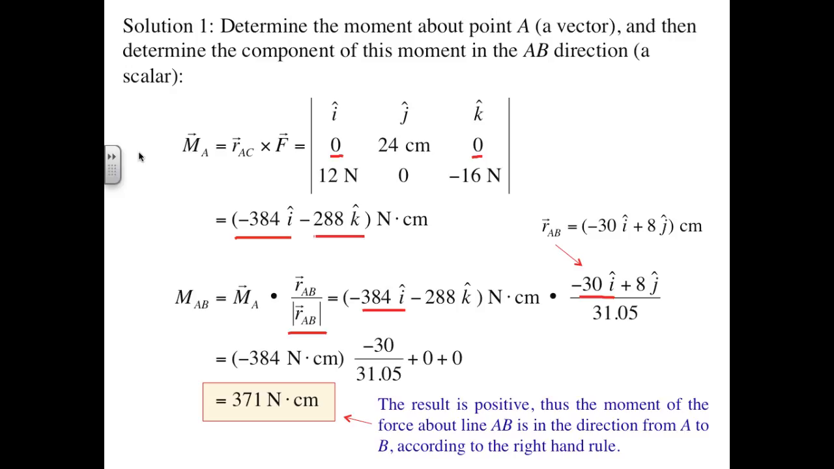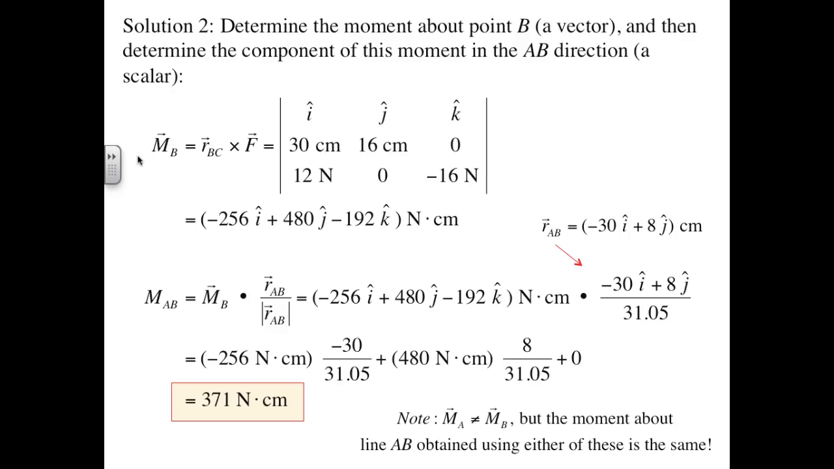Note that we could have defined the unit vector from B to A instead of from A to B, in which case our result would have had the opposite sign, but this produces the same result, a moment of magnitude 371 Newton centimeters and directed from A to B.